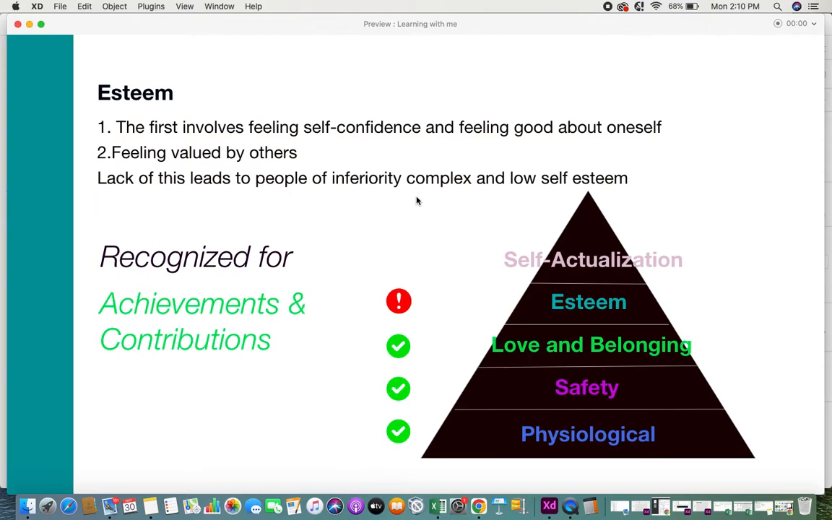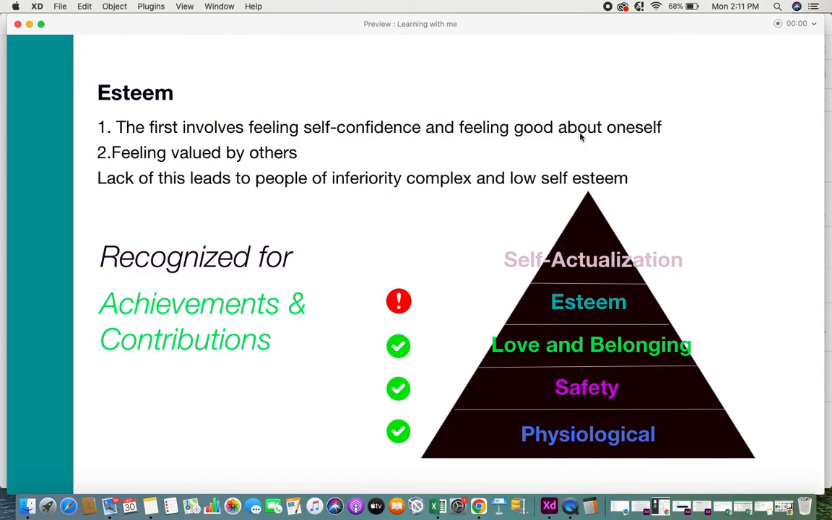Once you have that social network, this particular level consists of two sections or components. The first involves a feeling of self confidence and feeling good about oneself. When you say you have self esteem, one is you feel good about yourself, you have that confidence. The second one, it's not enough that you feel good about yourself, but you want people also to feel good about you, to have good opinions about you, to value you. So that's why it's split into two sections.